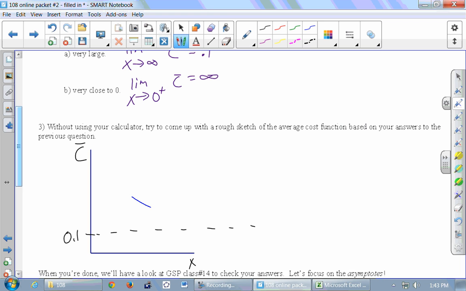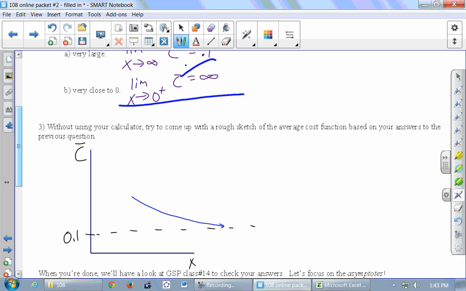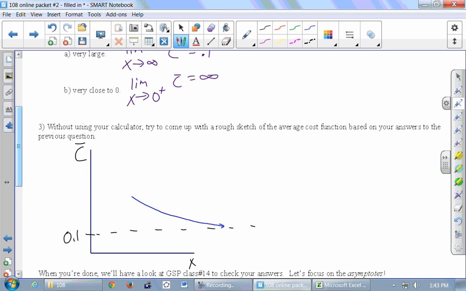So we're going to be decreasing and then getting closer and closer to 0.1, never actually getting there. And then the second thing in purple here says that when you approach 0, the average cost goes to infinity. So that means as the x's go this way, the average cost goes this way. So I'm just going to draw something that goes up like that. So here's the rest of this graph, getting very, very close to the C-bar axis, the vertical axis, but never touching it.